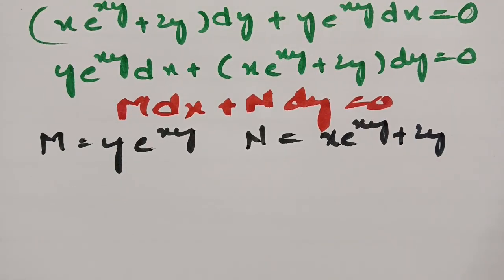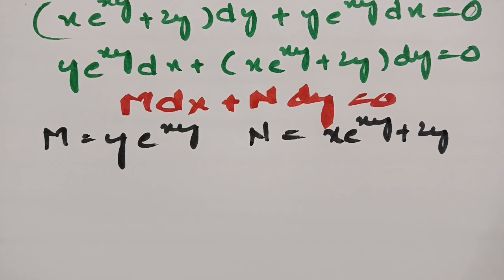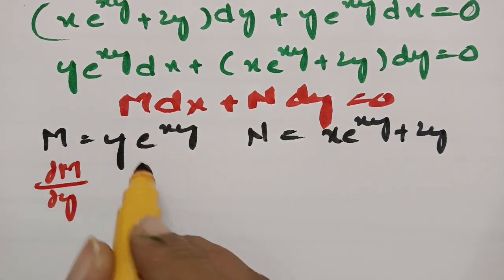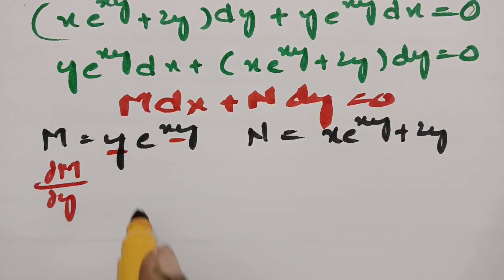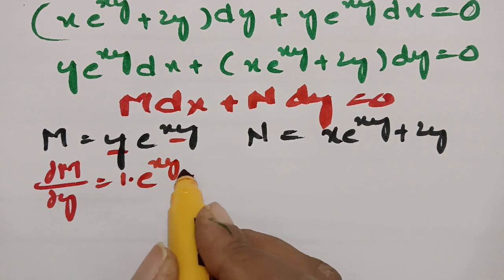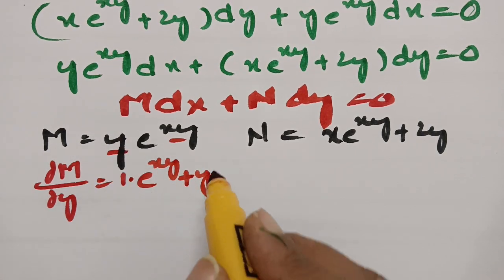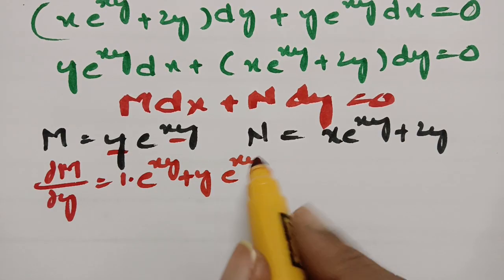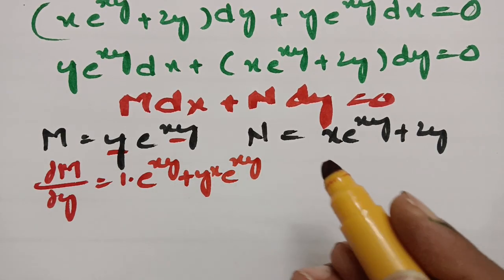First I have to take the derivative with respect to y for M. So ∂M/∂y is equal to: there is y here and there is y here. So this y I am making 1, and I am leaving e^(xy). And next time I am leaving this y, and for e^(xy) this is e^(xy), and again for y this is 1. What is left over? X is left over.